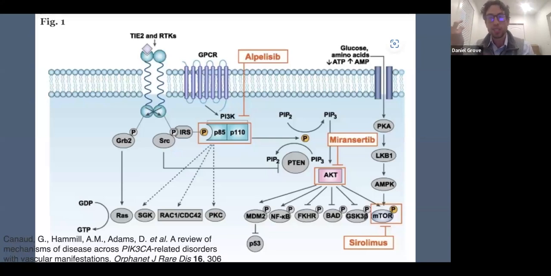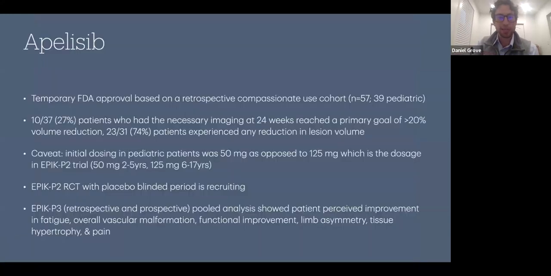Specifically, the one we use presently is called alpelisib, which actually targets the kinase, the PI3 kinase. So alpelisib has now been used for the past few years for the PIK3 overgrowth patients, slowly getting used for venous malformations too, but mostly for the overgrowth. It gained temporary FDA approval out of compassionate use from a small retrospective cohort study. Most of those were children, which is great for my practice as a pediatric dermatologist. The data was pretty impressive.